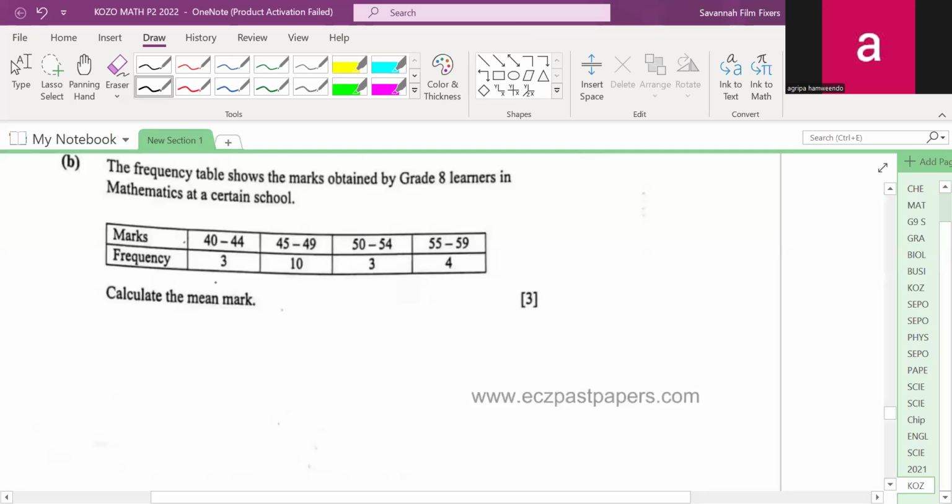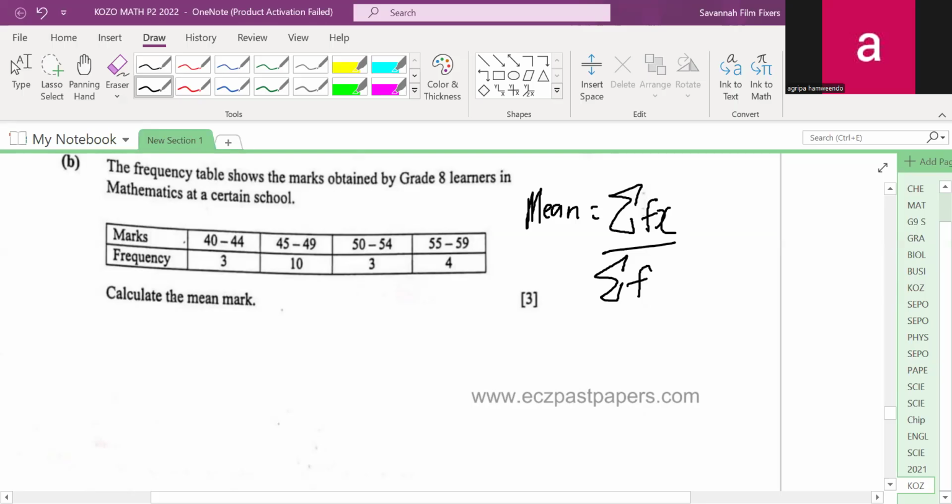So any ideas here? Okay. First we're going to have to add the marks and the frequency. Yes, so the mean has a formula. So it's the summation of frequency times x over the summation of total frequency.